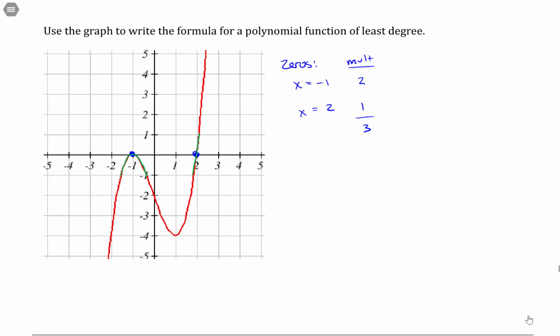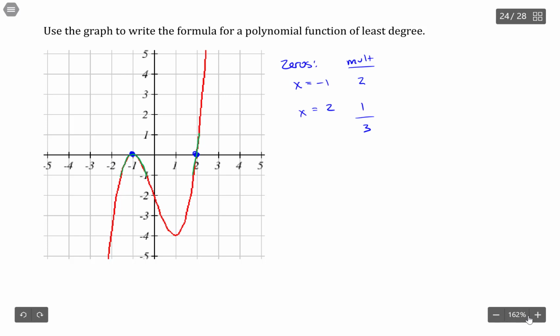And that matches up as well, because if you look at the end behavior, we start in the negative direction and end in the positive direction. And that's consistent with a polynomial of odd degree. So the total of the multiplicities being 3 matches up perfectly.